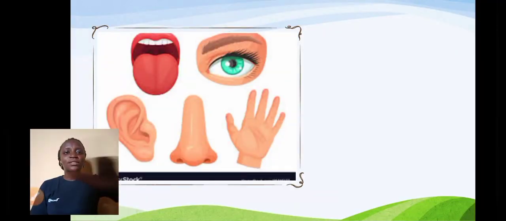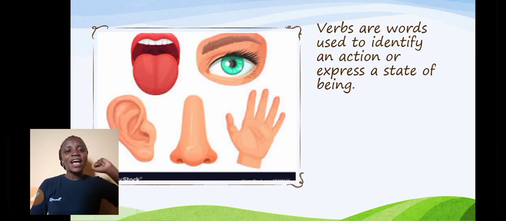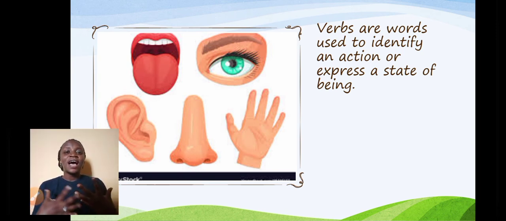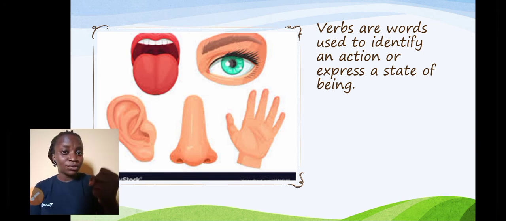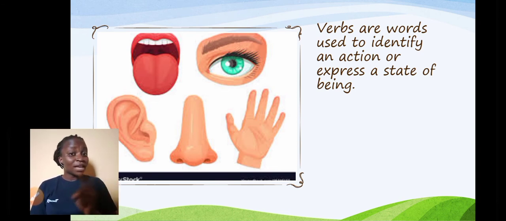So let's move to the next part of speech. And we have verbs. Verbs are used to identify actions. Remember, nouns are used to give identity to someone, something, and not actions. But verbs are used to identify actions. They're used to name actions, activity.